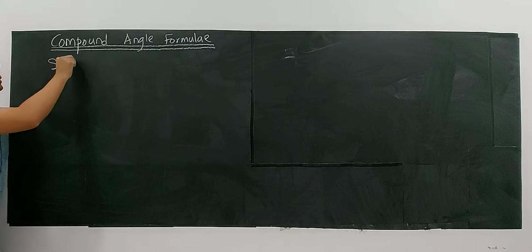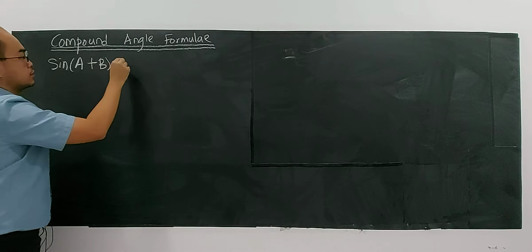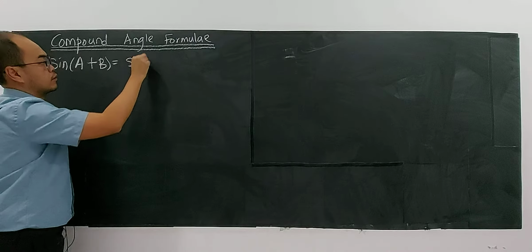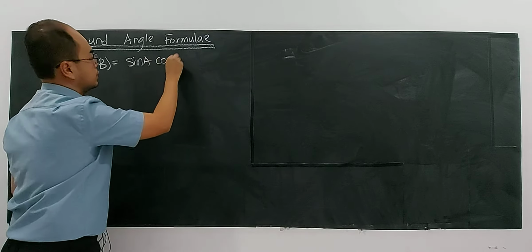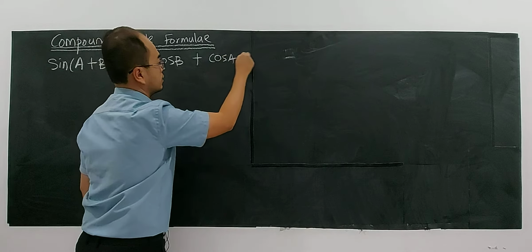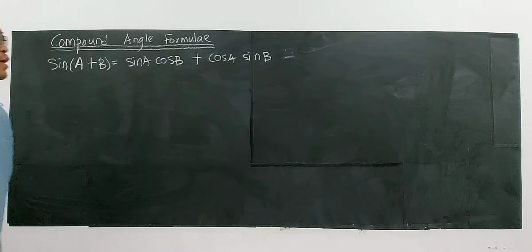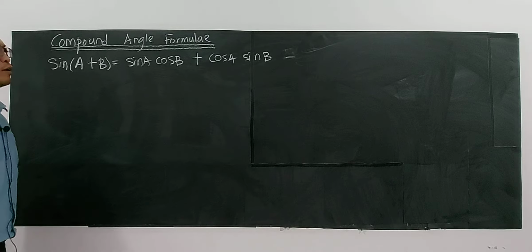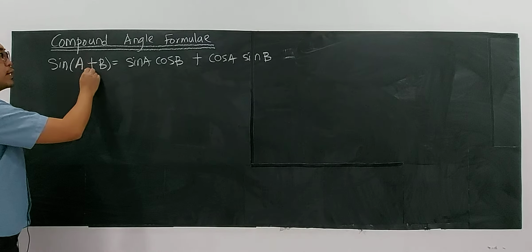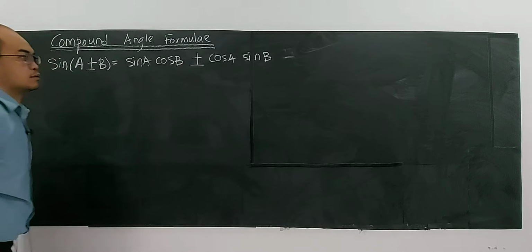So for this case, we have known that sine A plus B is sine A cos B plus cos A sine B, right? You are very familiar with this because you have learned this in your additional maths. So if this is plus, this will be plus, and if this is minus, here will be minus, right?